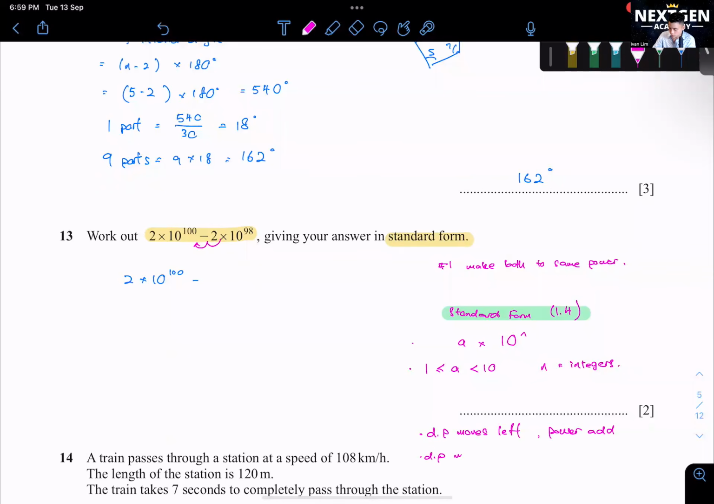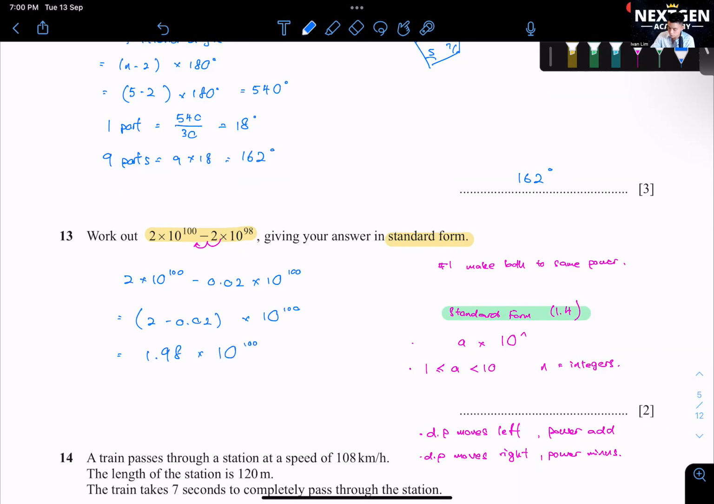Decimal place moves right, power minus, because we need to balance out the value. So this one you'll get 0.02 times 10 to the power of 100. Then after that you take 2 minus 0.02 times 10 to the power of 100, which is 1.98 times 10 to the power of 100.